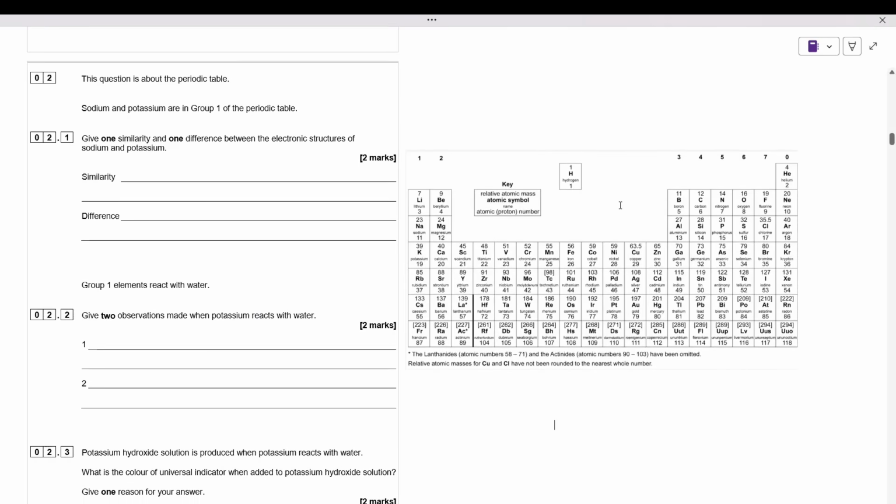This is about the periodic table. So we have sodium and potassium. These are both in group 1 on the periodic table. And I have the periodic table right here just for your reference, right? We can see that in group 1, we have sodium. We also have potassium in that group. And we're asked to give one similarity and one difference between the electronic structure of potassium and sodium.